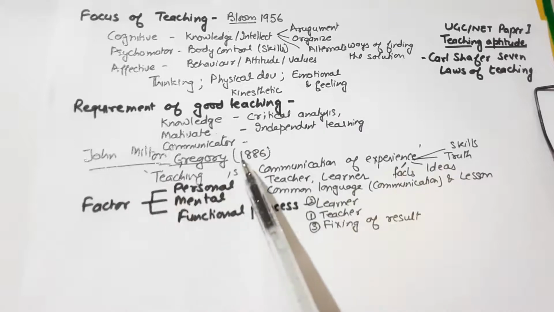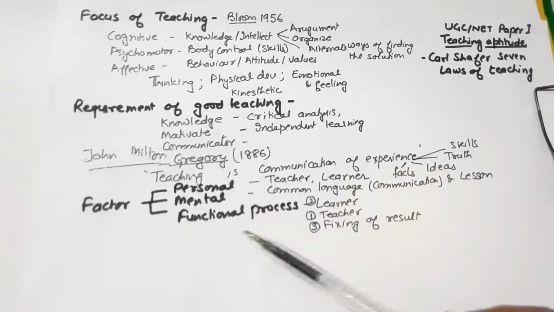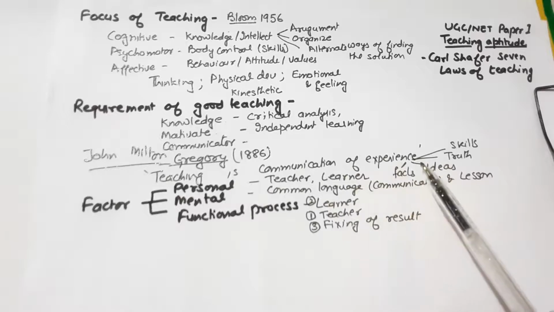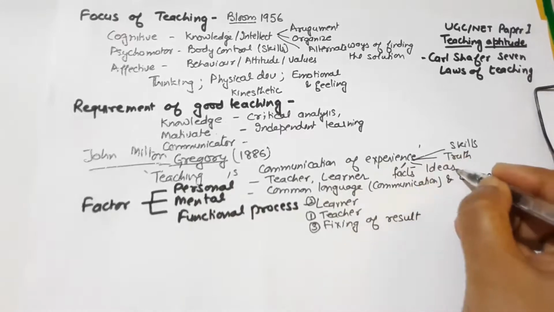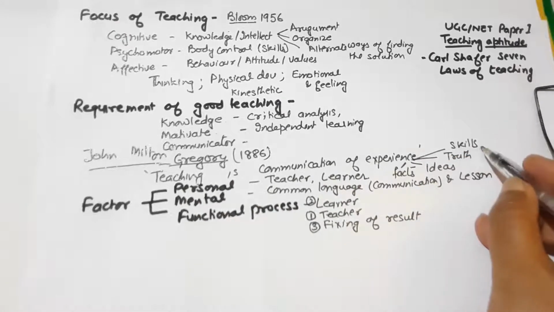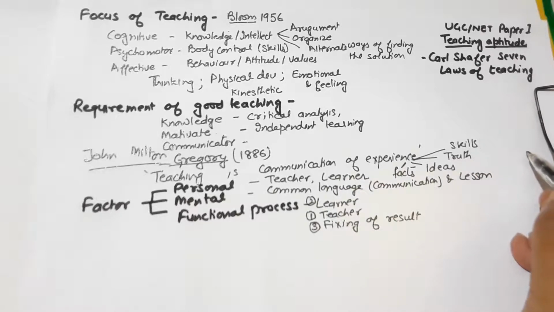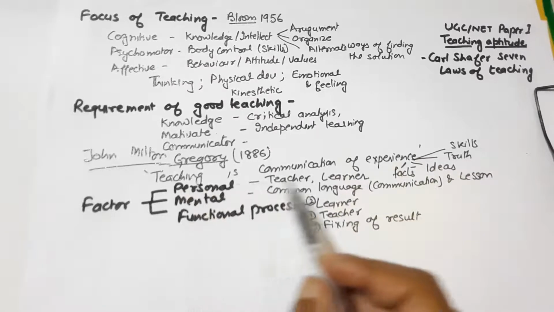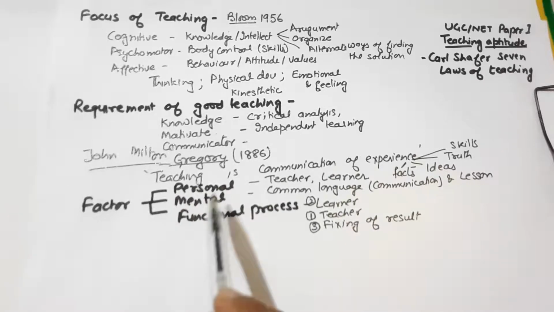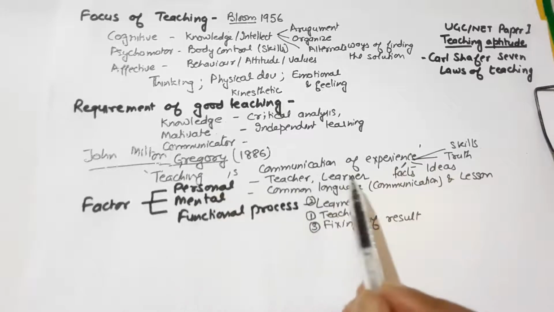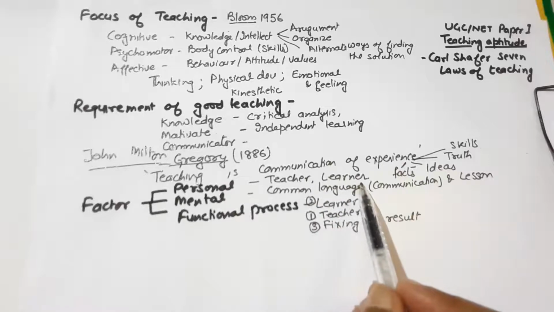John Milton Gregory in 1806, in his book Excellence in Teaching with 7 Laws, has mentioned that teaching is communication of experience, and these experiences may be based on facts, ideas, truths or skills which have been gained by the teacher first, and now the teacher desires that the learner should gain those experiences. For completing the process of teaching, there are certain factors on which this process will depend. 2 of the personal factors are teacher and learner. These are human factors. Teacher is very important and the learner is also very important.